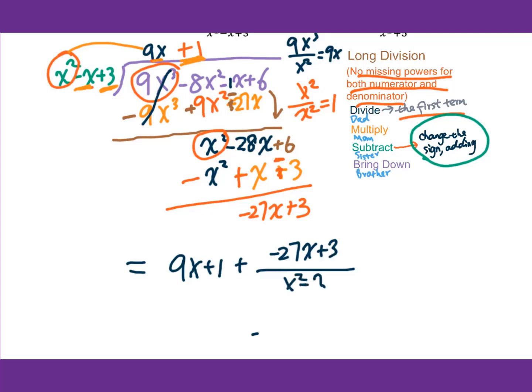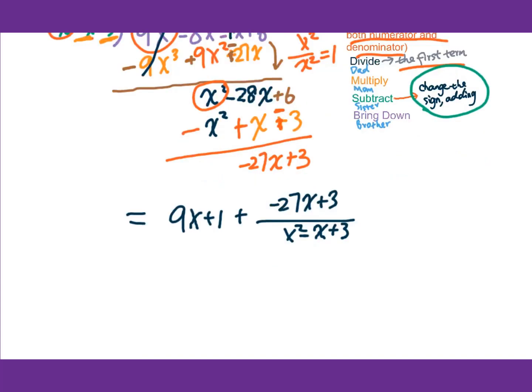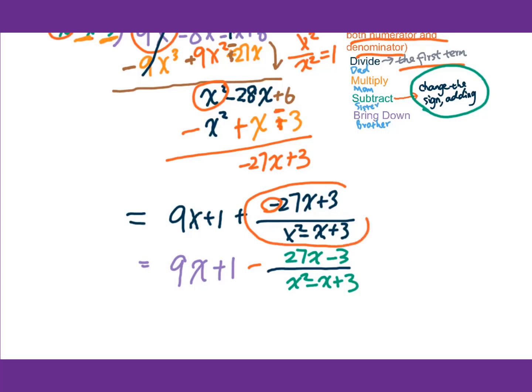x squared minus x plus 3. If you want to get rid of this negative sign, you have to change the sign to the top like this. Put the negative sign over here. Then your top, you have to turn into 27x minus 3 over x squared minus x plus 3. In order to stop the mistake, we just keep this. Just add the remainder over divisor.